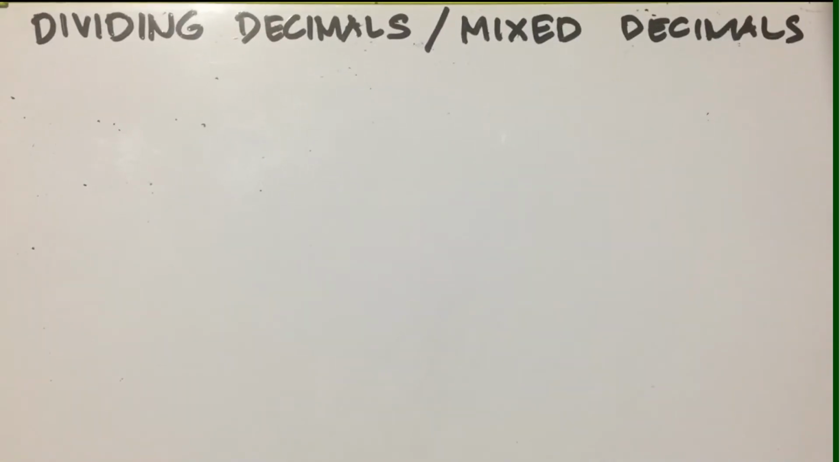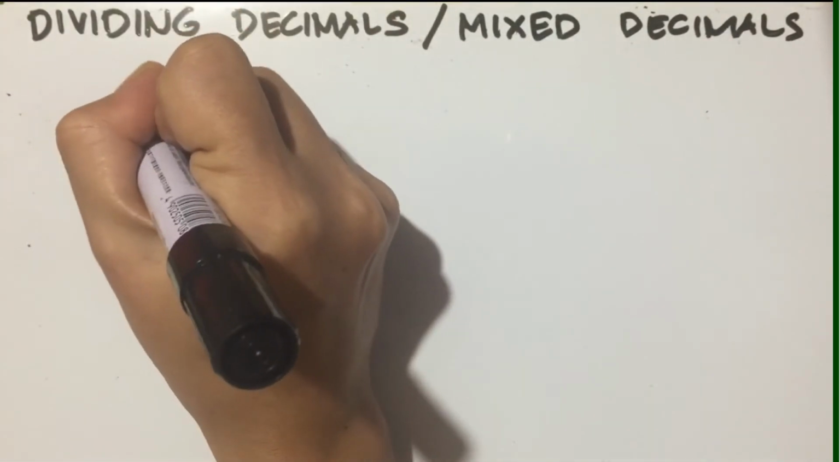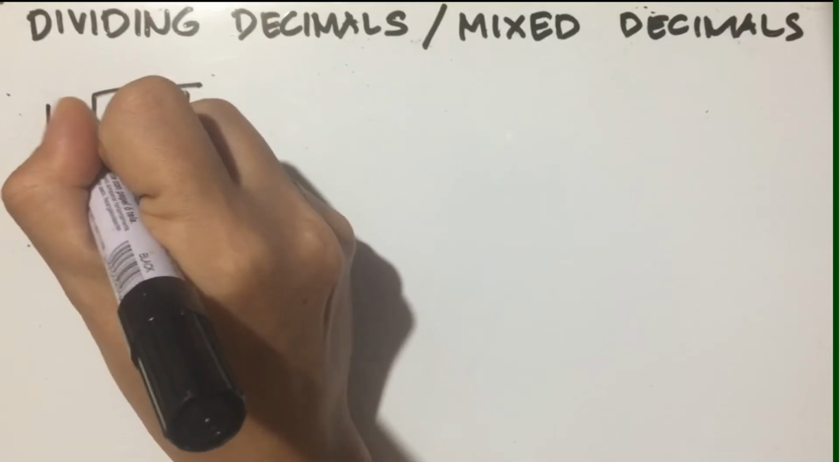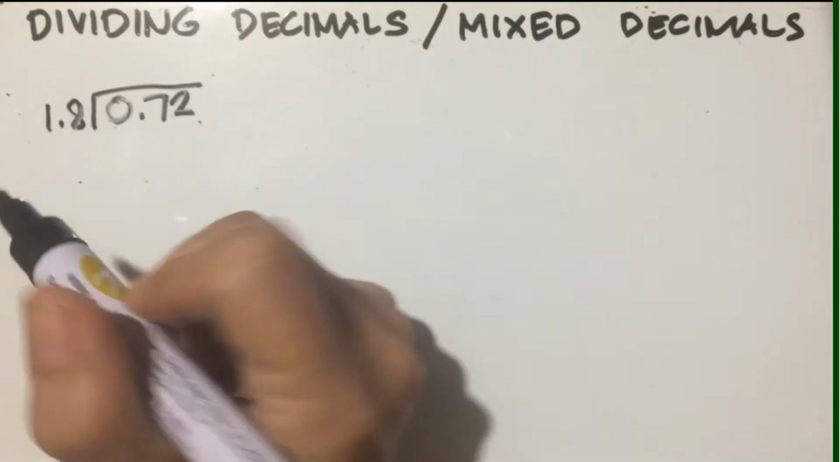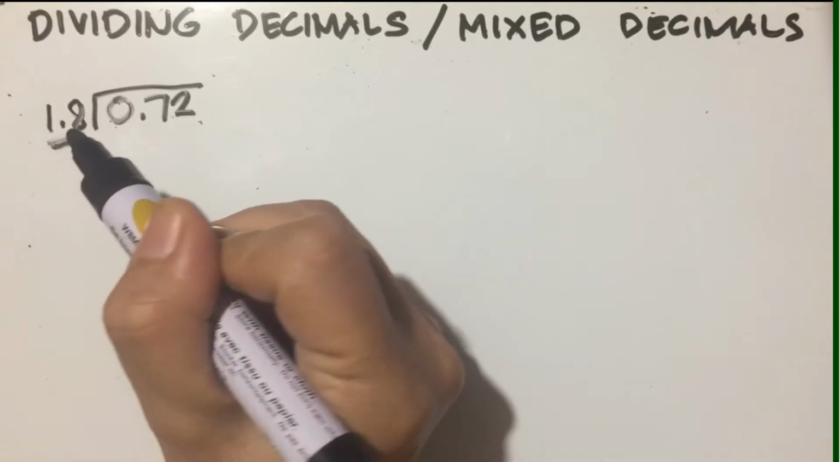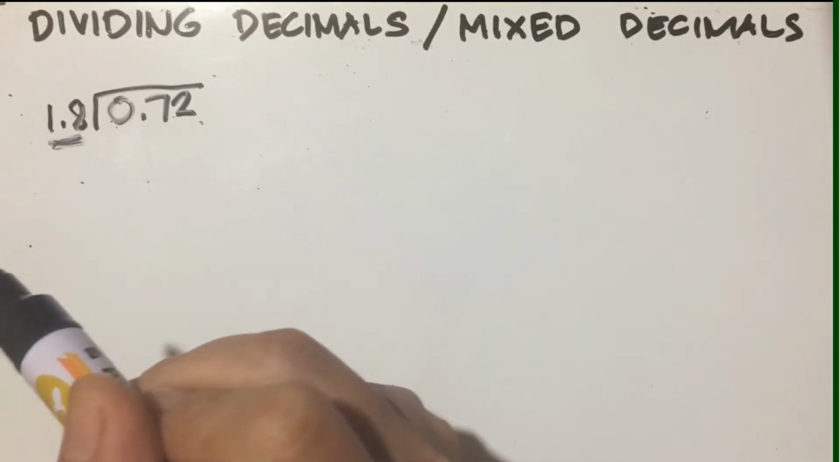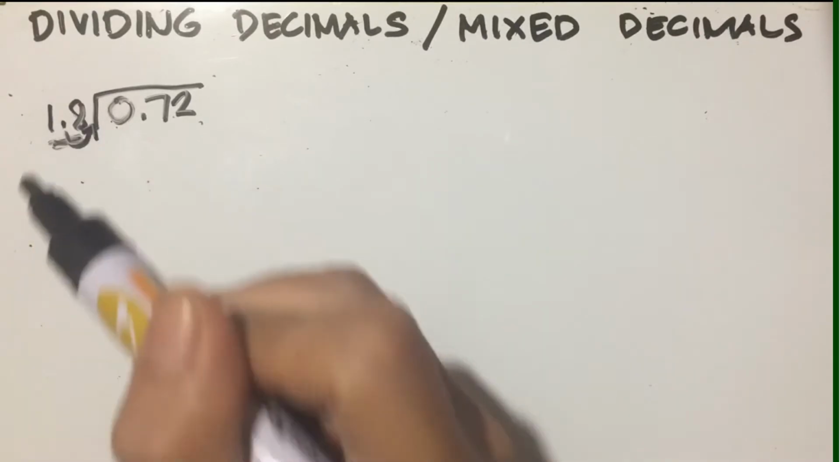Dividing decimals or mixed decimals up to 2 decimal places, meaning up to hundredths place. Suppose we have 72 hundredths divided by 1 and 8 tenths, sorry. So, we can see that the divisor has 1 decimal place. What we should do is make the divisor a whole number. How? By moving the decimal point to the right.